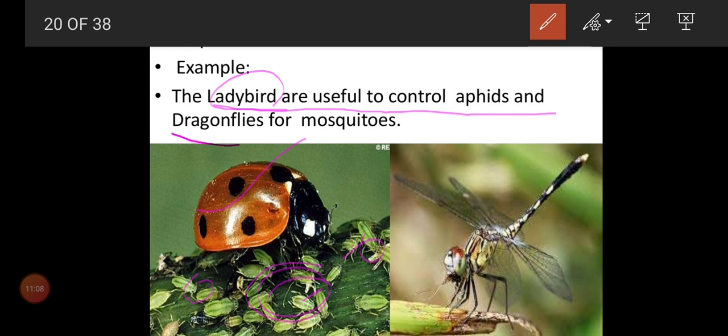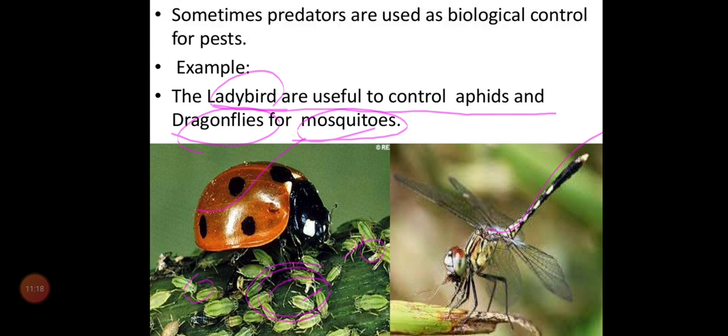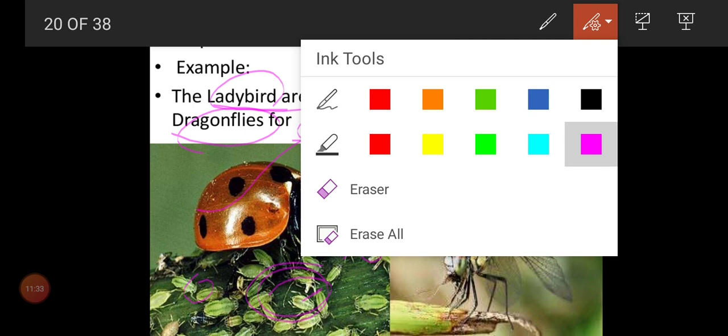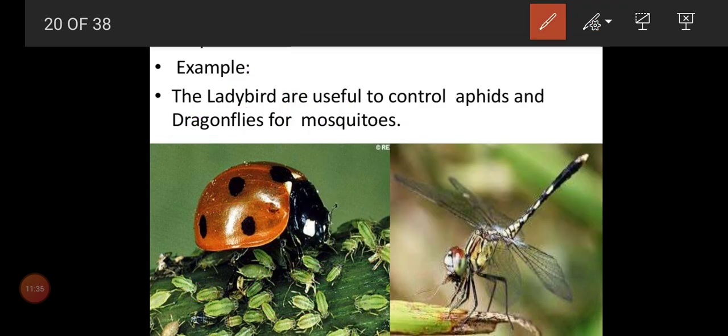And also dragonflies. Okay, this is a dragonfly. It is used to control the mosquitoes. Mosquitoes are eaten by the dragonflies, so automatically the mosquito population is controlled. So predators are used as a biological control for pests. Ladybird is used to eat the aphids, and dragonflies for mosquitoes. Clear, children?